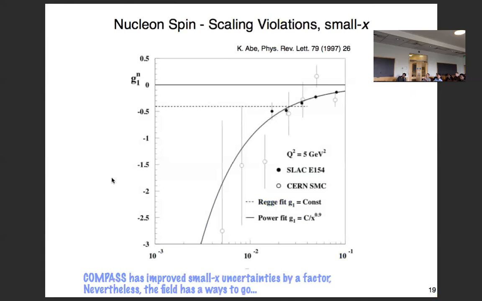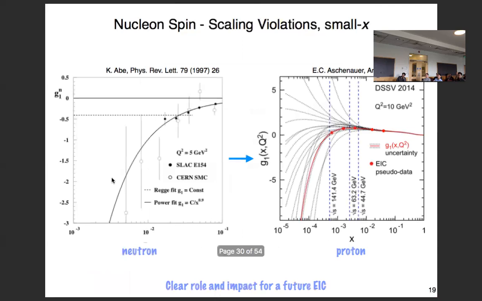Now, today, COMPASS has indeed improved the uncertainty by a factor as compared to SMC, so in this range, we do have more insight. Nevertheless, this is still a very, very far way towards, let's say, the x dependence expected in an asymptotic limit from DGLAP, or different x dependencies that you can get from evolution effects beyond DGLAP. Again, here I think an EIC could do quite a bit.